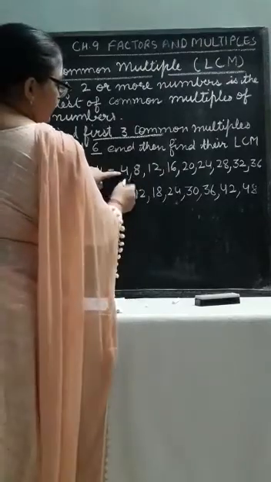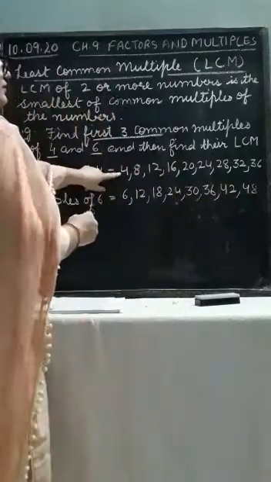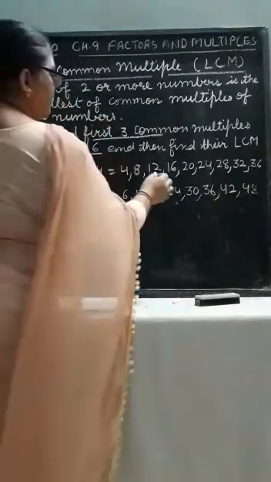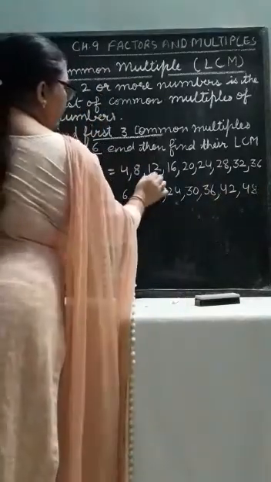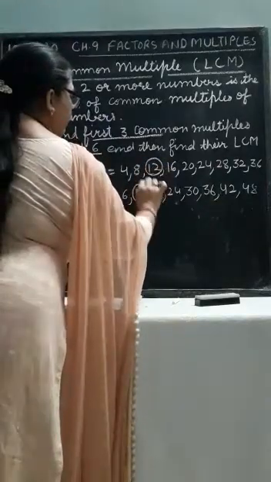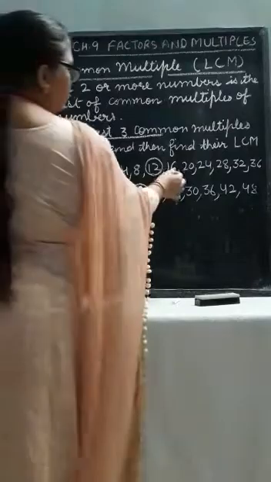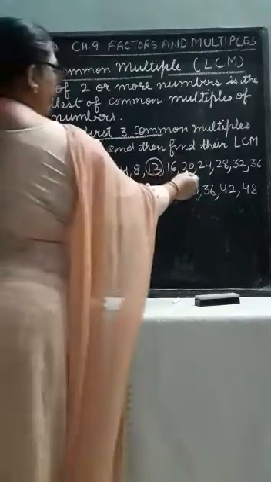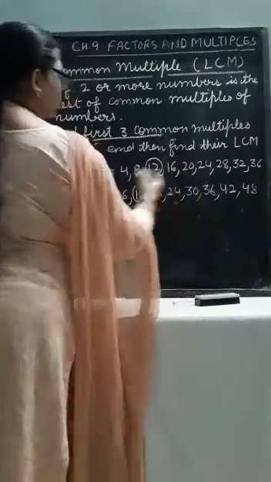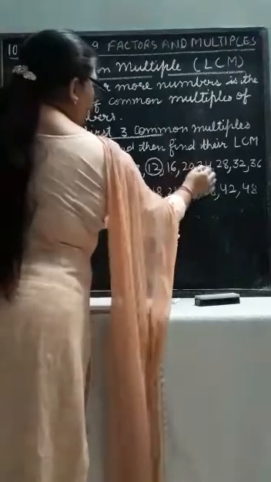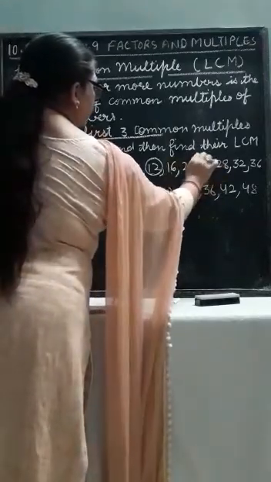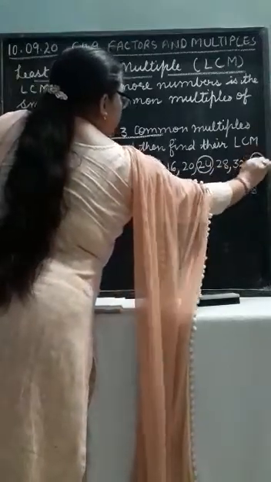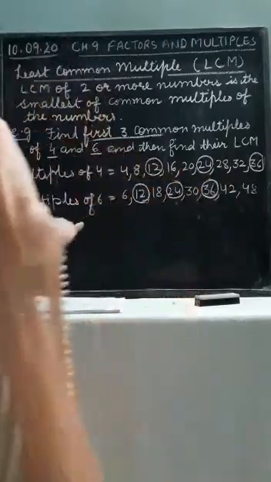4, but we don't have 4 in multiples of 6. 8, we have no 8. 12, 12. 12 is first common multiple. Next, 16 in multiples of 4 but not in multiples of 6. 20 in multiples of 4 but not in multiples of 6. 24, 24. Next common multiple is 24. Similarly, we will get third common multiple 36.